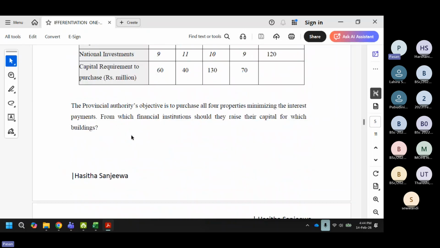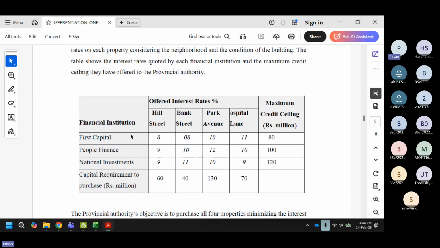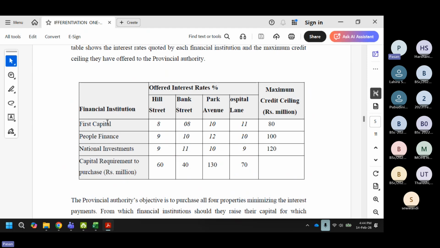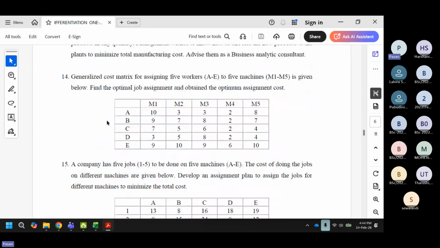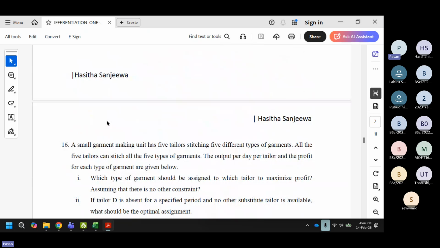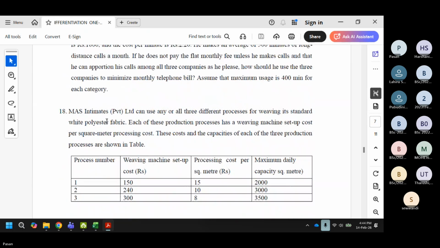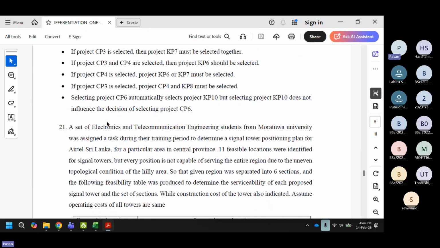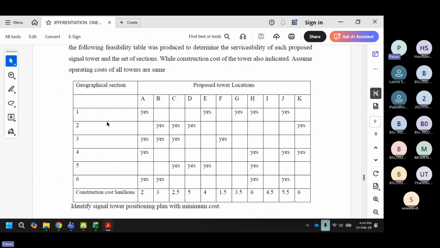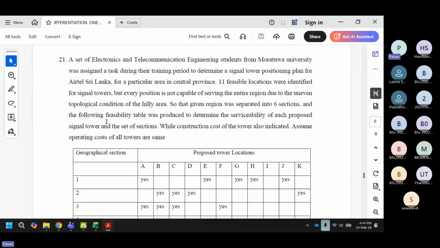So you can work on these lines. These are the questions that we have already discussed, so you can work on the other questions here. There are several other questions, and I'll provide you all of this, right?